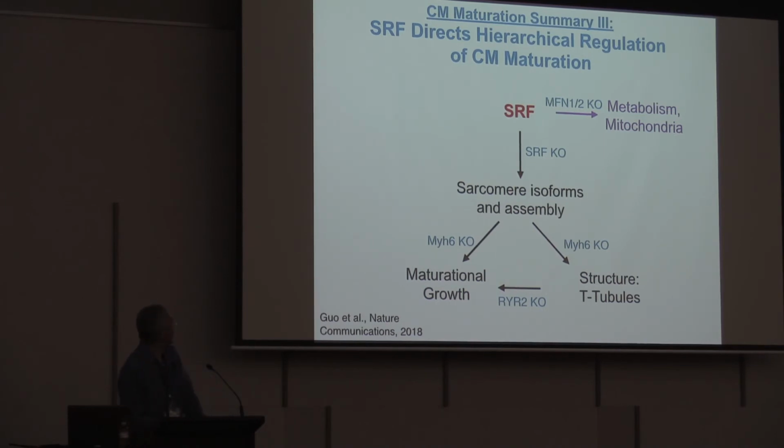Okay. So this is the summary of the hierarchy that we've established. SRF, we think, primarily regulates sarcomere isoform expression, which then affects T-tubules and maturational growth. On the other hand, SRF also regulates mitochondrial metabolism, but this is not linked to these other phenotypes.